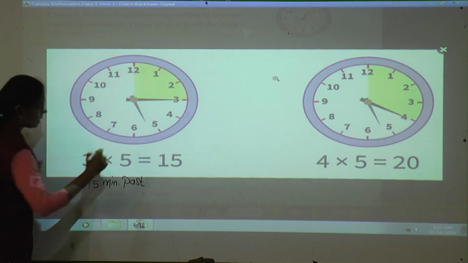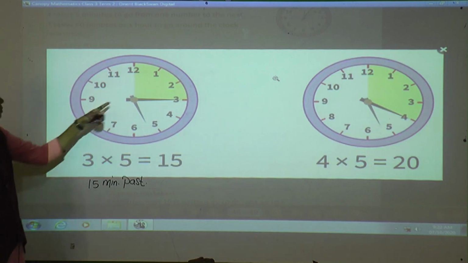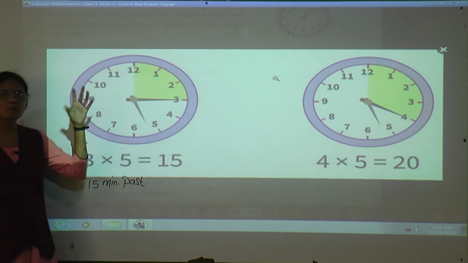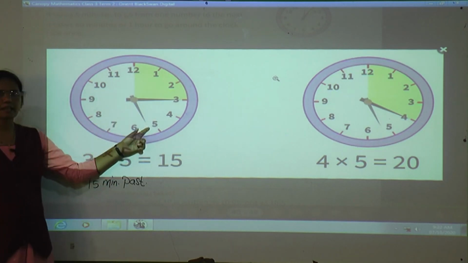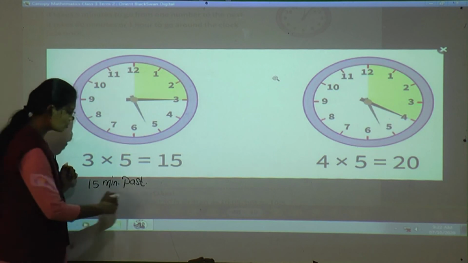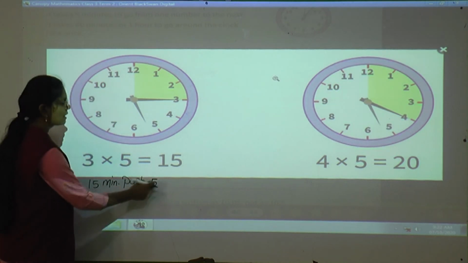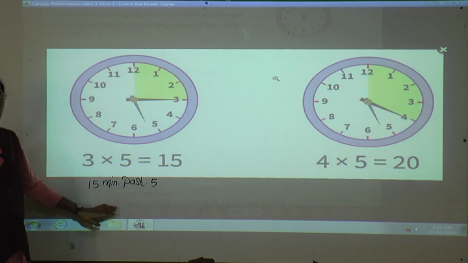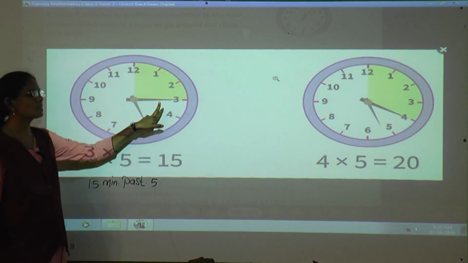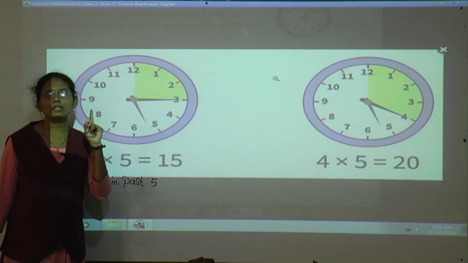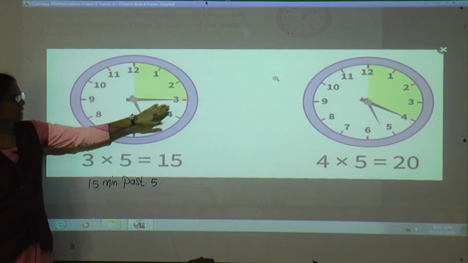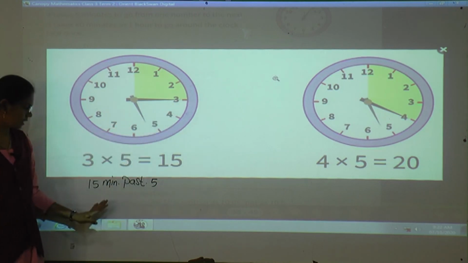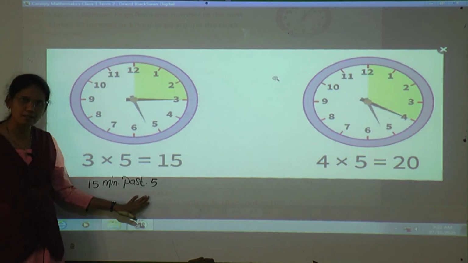Now you have to see the hour hand. Where is the hour hand? It has crossed 5. So here we'll write 5. 15 minutes past 5. How does 15 minutes come here? First of all you have to see the minute hand only. It is on 3. So 3 5s are 15. So here we have to write 15 minutes past.